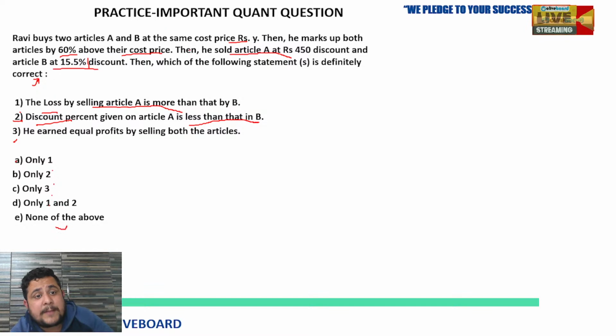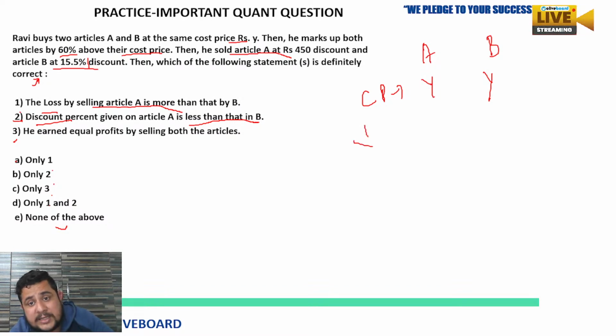Okay. So Ravi buys two articles A and B. At what cost? CP is given and CP is same for both, Y and Y rupees. Now he marked both articles. Markup means marked price is also same. That is 60% more than the cost price, means 160% of the cost price. Or we can write it as 8 by 5. 160% in terms of fraction is what? 8 by 5, 8 by 5.